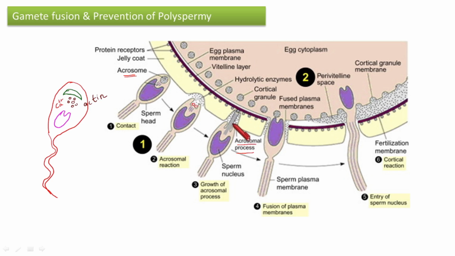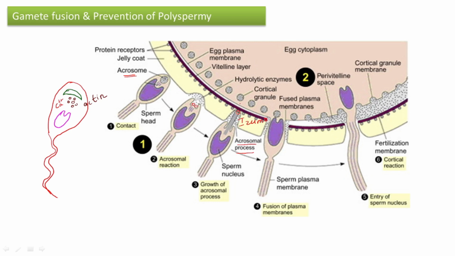As the inner membrane of the acrosome gets exposed over this acrosomal process, the binding protein present in the acrosome inner membrane also gets exposed and can now remain very close to the egg plasma membrane. The next step is the fusion of the sperm membrane with the egg membrane. For that fusion, some protein interaction is required. In the case of sperm, there is a protein named Izumo.